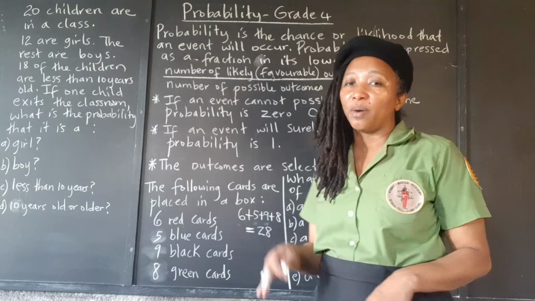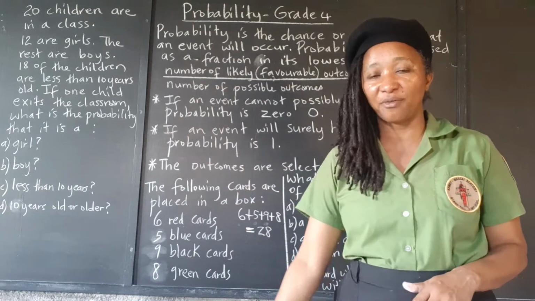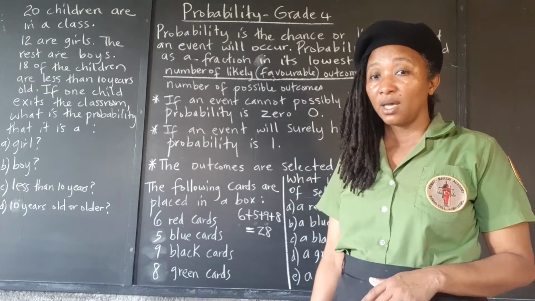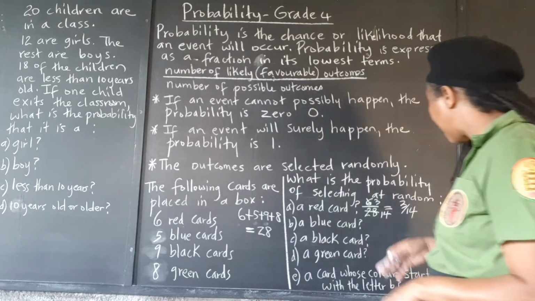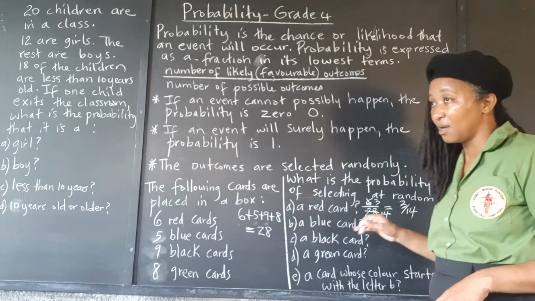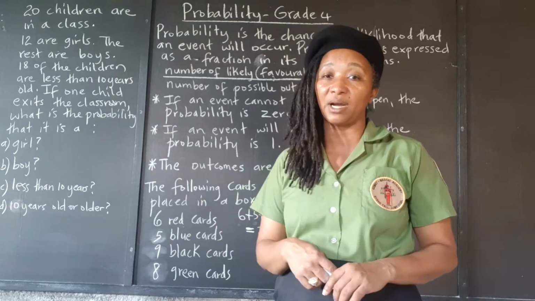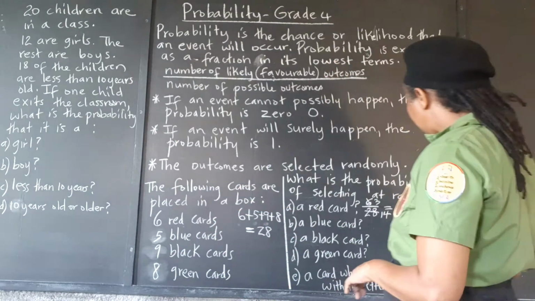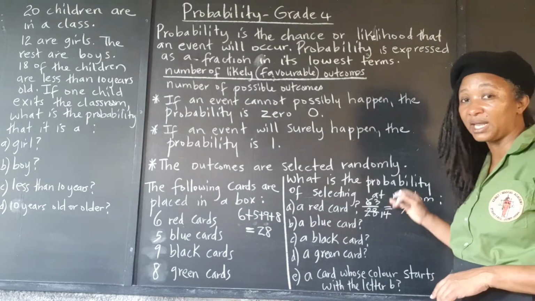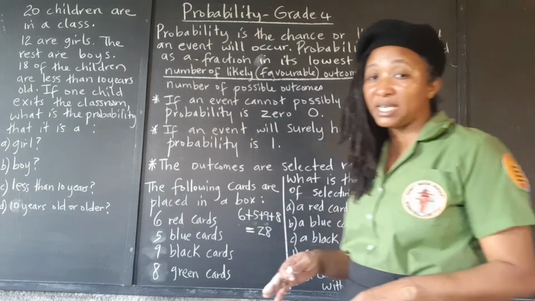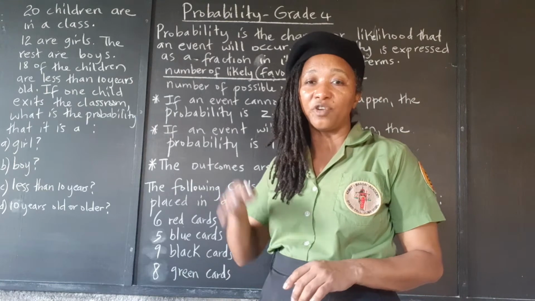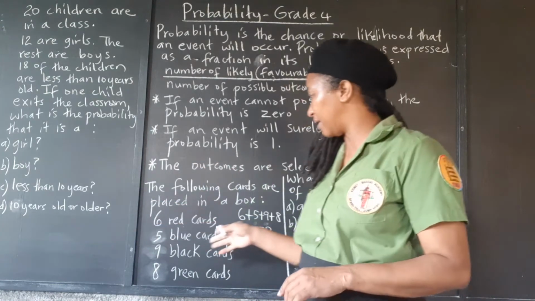So what would be the probability of not choosing a red card? If the probability of choosing a red card is 3/14, what's the probability that you put your hand in there and you don't come up with a red card? It would have to be what's left out of 14 if you take 3, 11. 11/14 would be the probability of not choosing a red card.